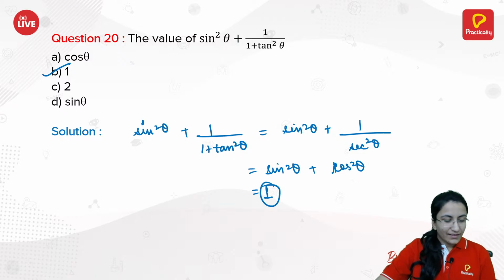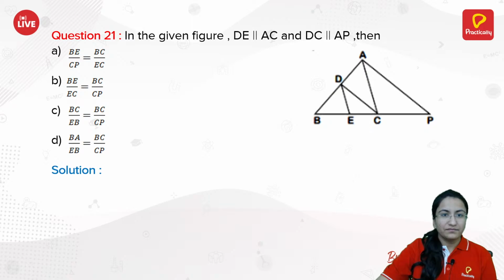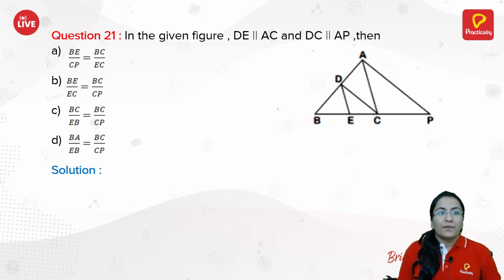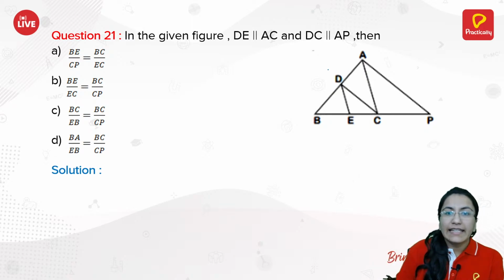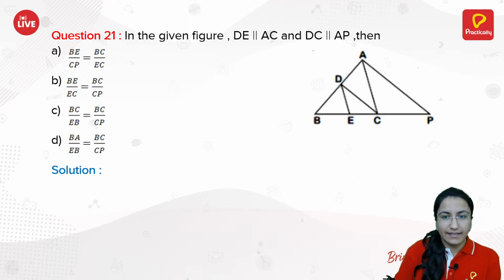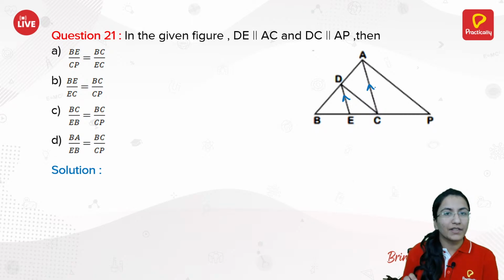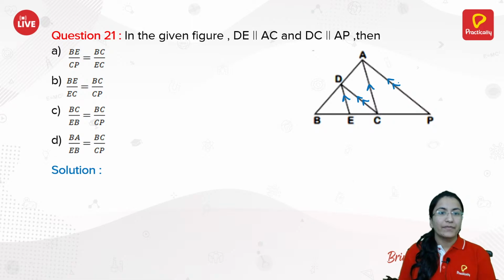Next question. In the given figure, DE is parallel to AC. Let's mark it in the diagram. DE is parallel to AC and DC is parallel to AP. Mark these two as parallel. Then out of these options, which one is correct? We need to check.